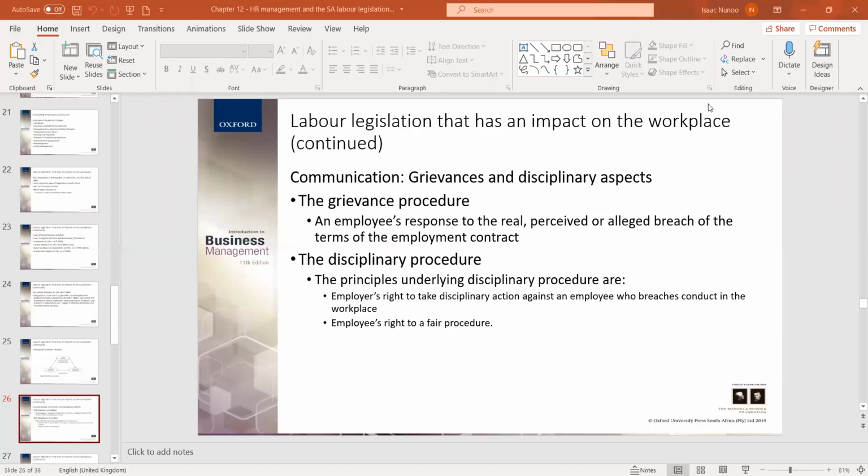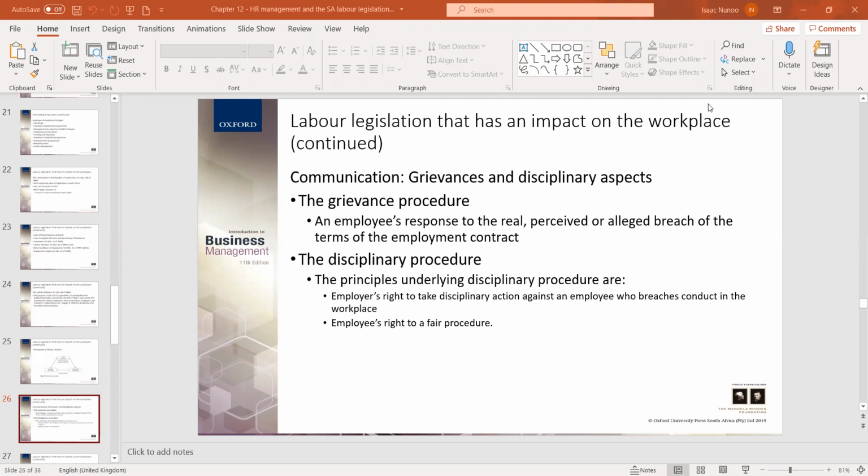Now, some of the content of the Labor Relations Act include freedom of association and organizational rights. With freedom of association, workers or employees can join or form any trade union. With organizational rights, trade unions can approach any company and try to engage their employees to join their union. There are also bargaining and strategy councils, the commission for conciliation, mediation and arbitration, the labor court and the labor appeal court, the strike and the lockout. All of these are some of the spelled out regulations under the Labor Relations Act.